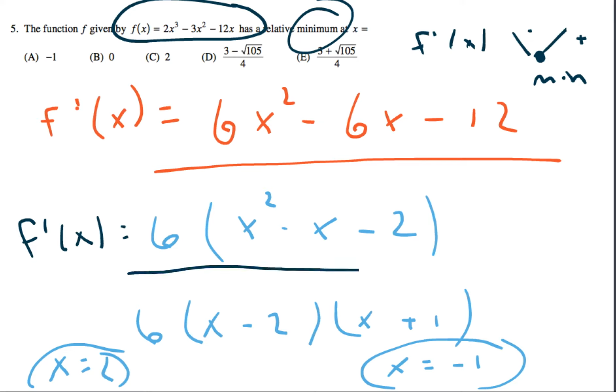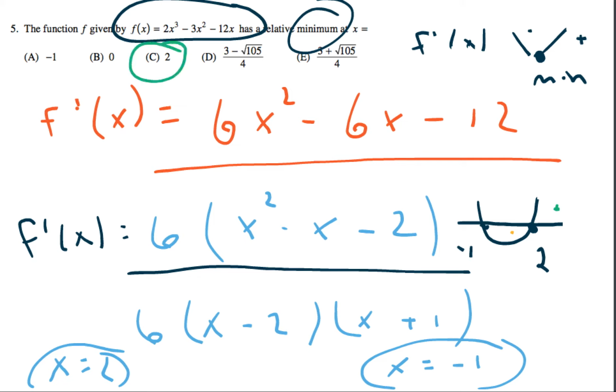So instead we're going to think about what this looks like. It's a positive quadratic function. And if we think about this value right here being negative 1, and this value right here being 2, when does this function change from negative to positive? Well, we can see that happens at 2. Right here we're negative, right here we're positive. So our answer choice is going to be 2.